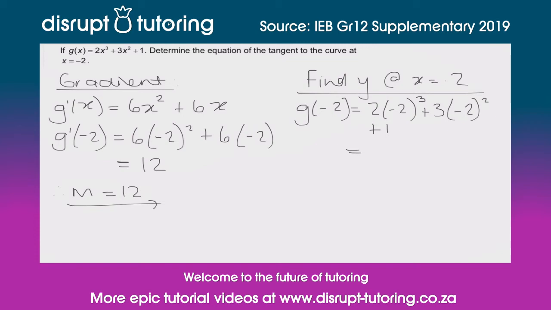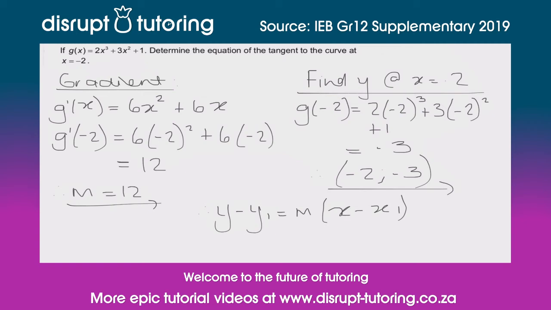And that is going to equal, once we plug it into our calculator, the point at g of minus 2 is going to be minus 3. So the point that we've discovered is minus 2 and minus 3. So that's the point that we can substitute in now. In order to find the equation of the line, I'm going to use the formula y minus y1 is equal to m times x minus x1. And that should give us the equation we're looking for.